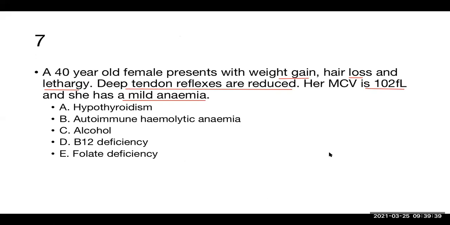Hypothyroidism. Why? Because there is weight gain, hair loss, and lethargy, and deep tendon reflexes are also reduced. And MCV may be related to autoimmune disease, because autoimmune thyroiditis is the common cause of hypothyroidism in females. So it may lead to pernicious anemia and then megaloblastic anemia. Good, very good explanation you have given. Excellent. Okay. Anybody else? Very good, Khatir.